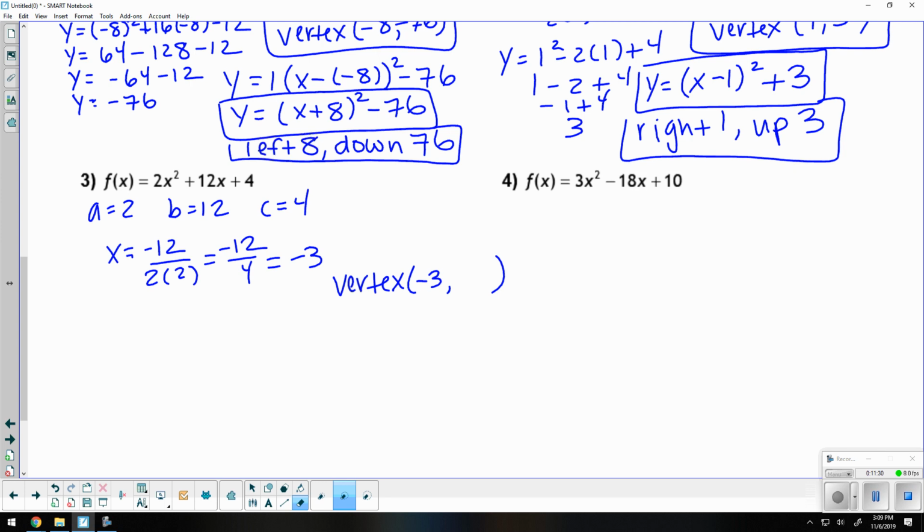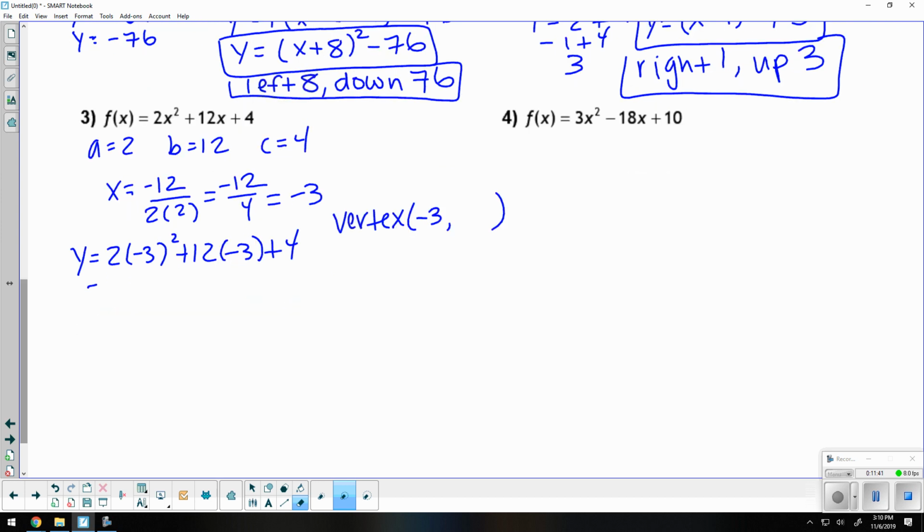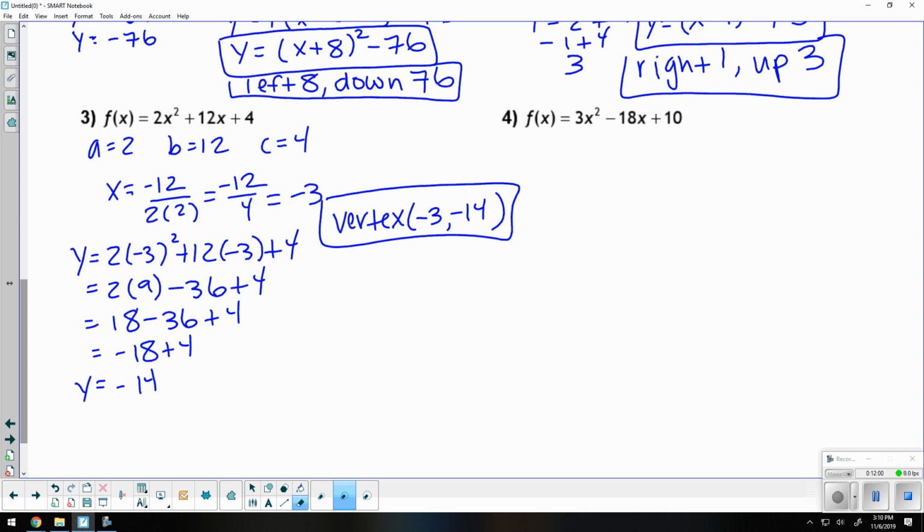So plug negative 3 back in. The y-coordinate would be 2 times negative 3 squared plus 12 times negative 3 plus 4. Okay, so evaluating, this would be 2 times 9. This would be minus 36 plus 4. So that'd be 18 minus 36 plus 4, which would be negative 18 plus 4, where we get negative 14 for the y. So negative 3, negative 14, that's our vertex.